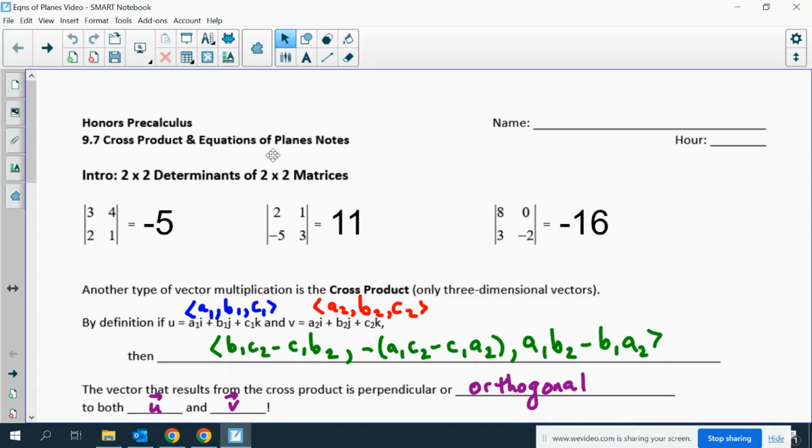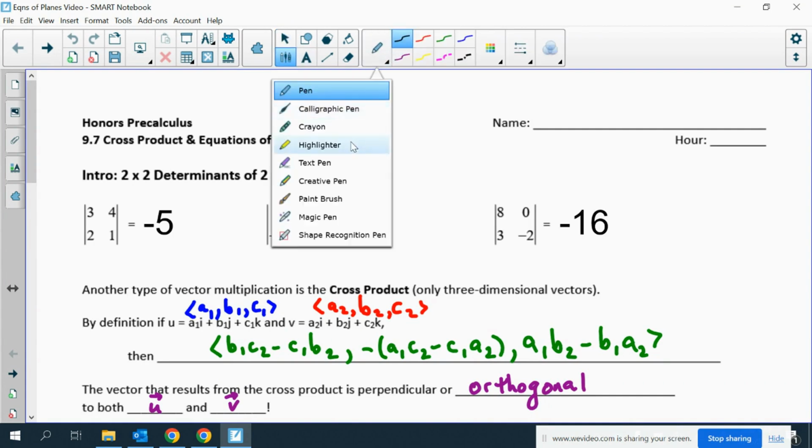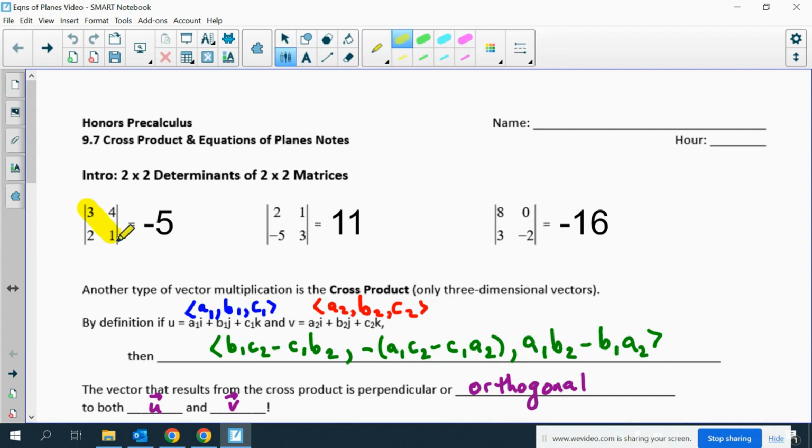This is about the cross product, a review, and equations of planes notes. So just a reminder how to find the determinant of a 2 by 2 matrix. You take 3 times 1 minus 4 times 2, 2 times 3 minus negative 5 times 1.